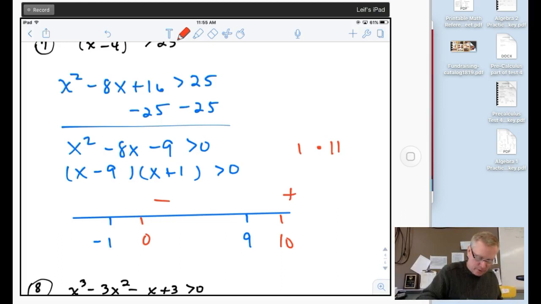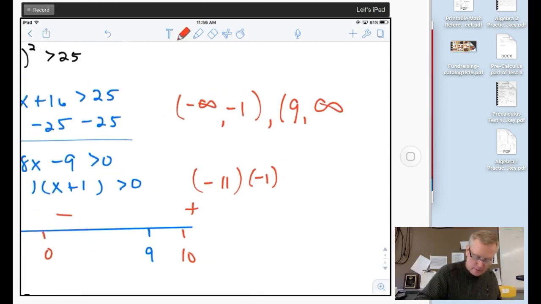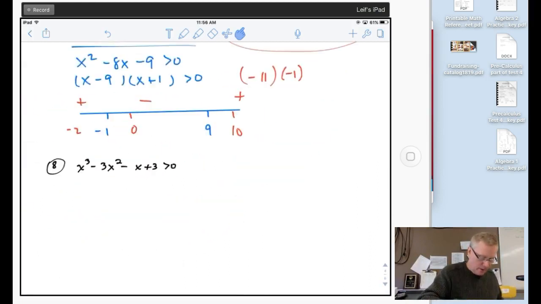That's a positive number. And if I plug in negative 2, negative 2 minus 9 is negative 11. Negative 11 times negative 1 is what I get when I plug in negative 2 over here. So that's a positive. So my positive numbers are my solutions, which means it goes up to negative 1, not including 1. And then it starts again at 9 and goes all the way to infinity. And neither one of those is included. So those are my answers. Okay? All right, this one.